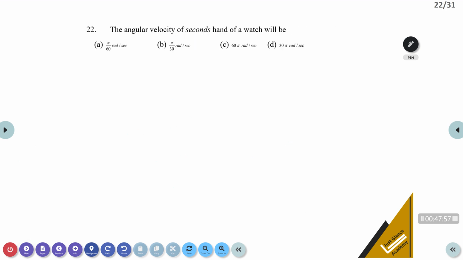Next, 22nd. The angular velocity of the second needle: omega equals 2 pi divided by 60, which is pi divided by 30 radian per second. So that is the right choice.